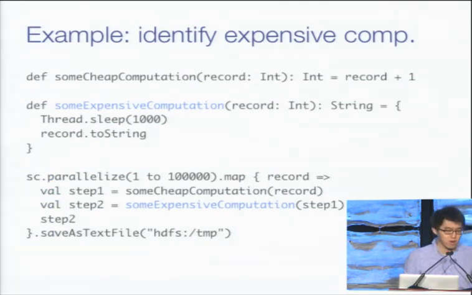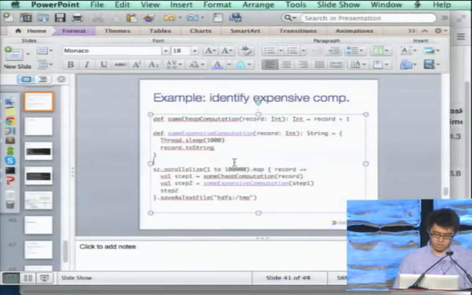And here I have a very simple program. Essentially, I have two functions. The first one's a cheap function, which takes an integer and returns the integer plus one. The second one's the expensive function, which sleeps for a second. And then I'm going to run 100,000 of this cheap and expensive computation. I'm going to save the data out to HDFS. So let's try just doing that.